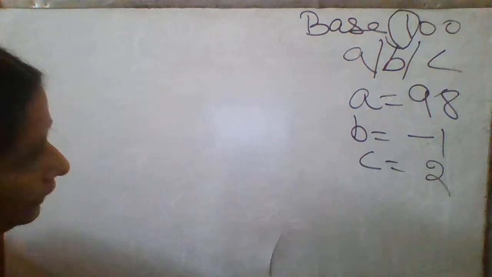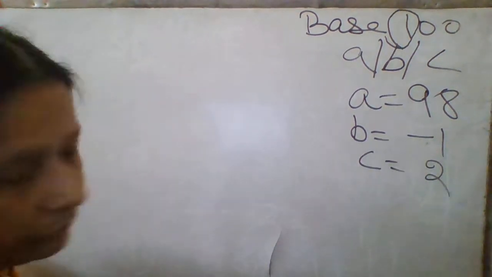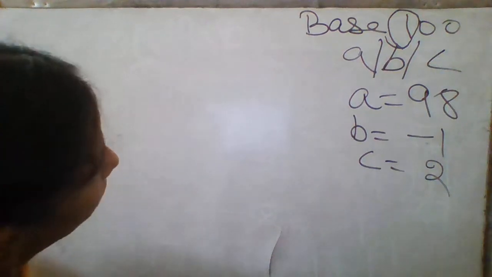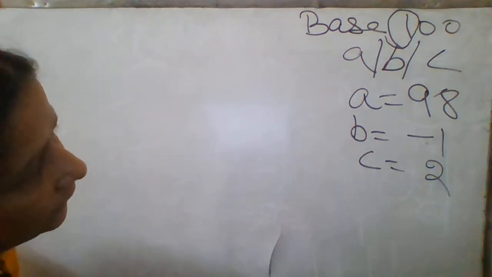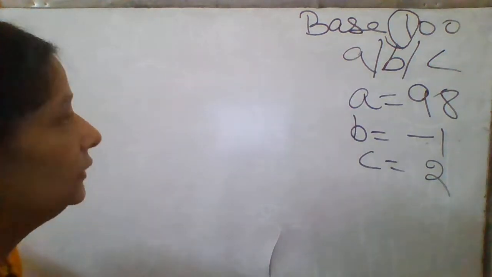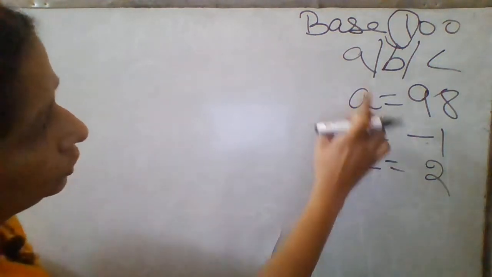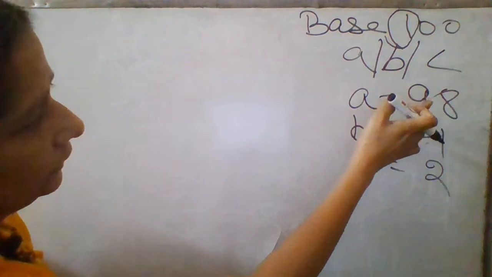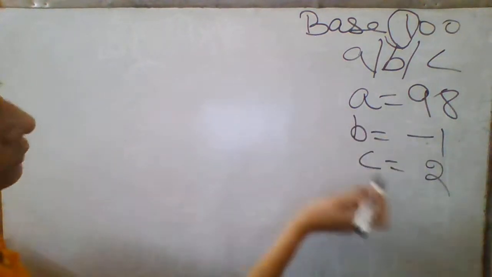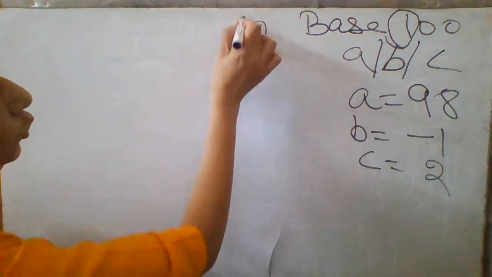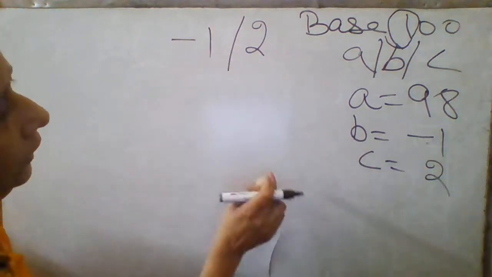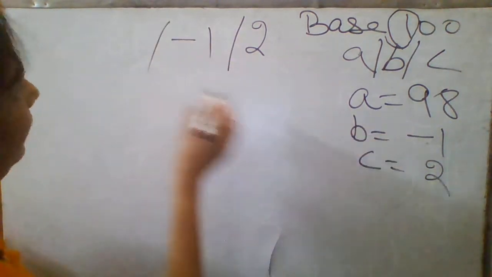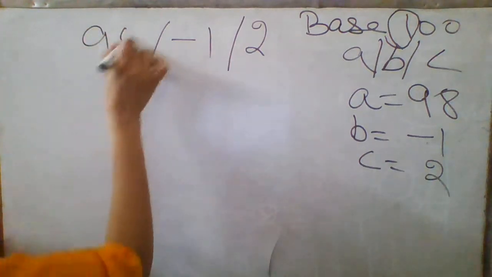Now you look here. I am going to explain a very important concept. Look at the base. What is the base here? In the base you can see 2 zeros. So ABC is written here. You put these values. What is the value of C? It is 2. Slash. What is the value of B? -1. Slash. What is the value of A? 98.